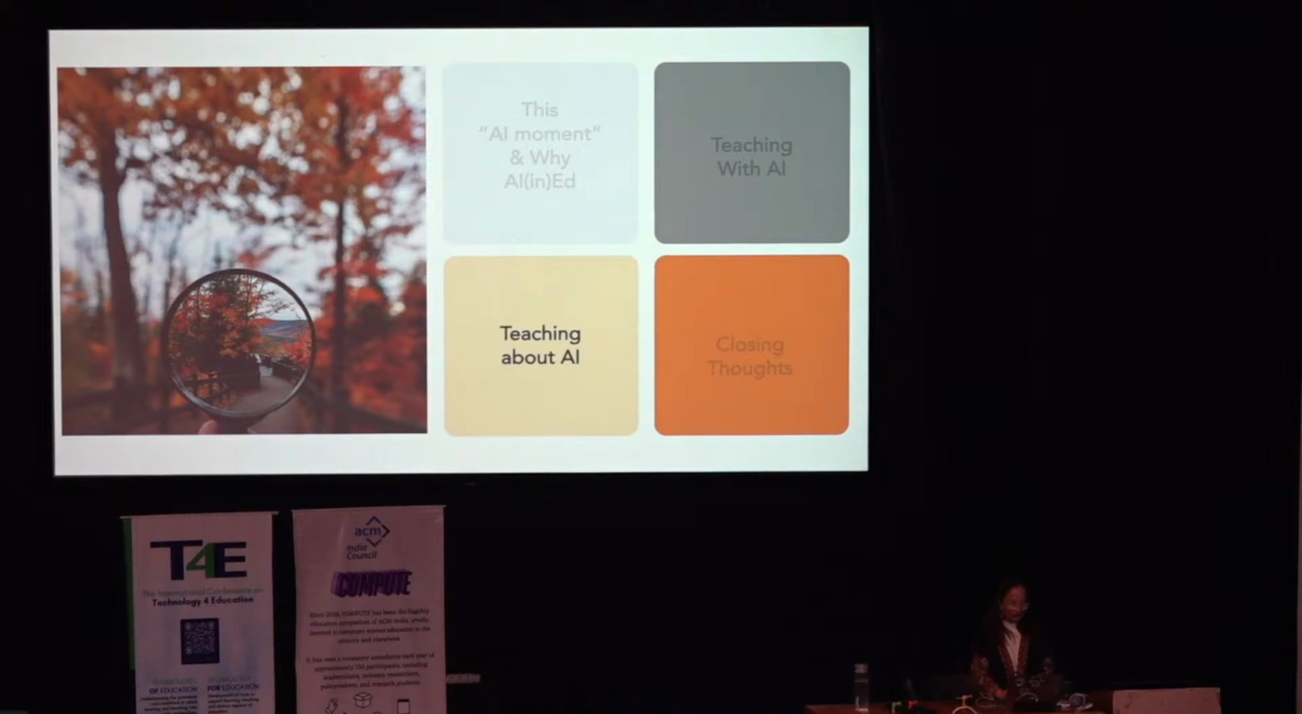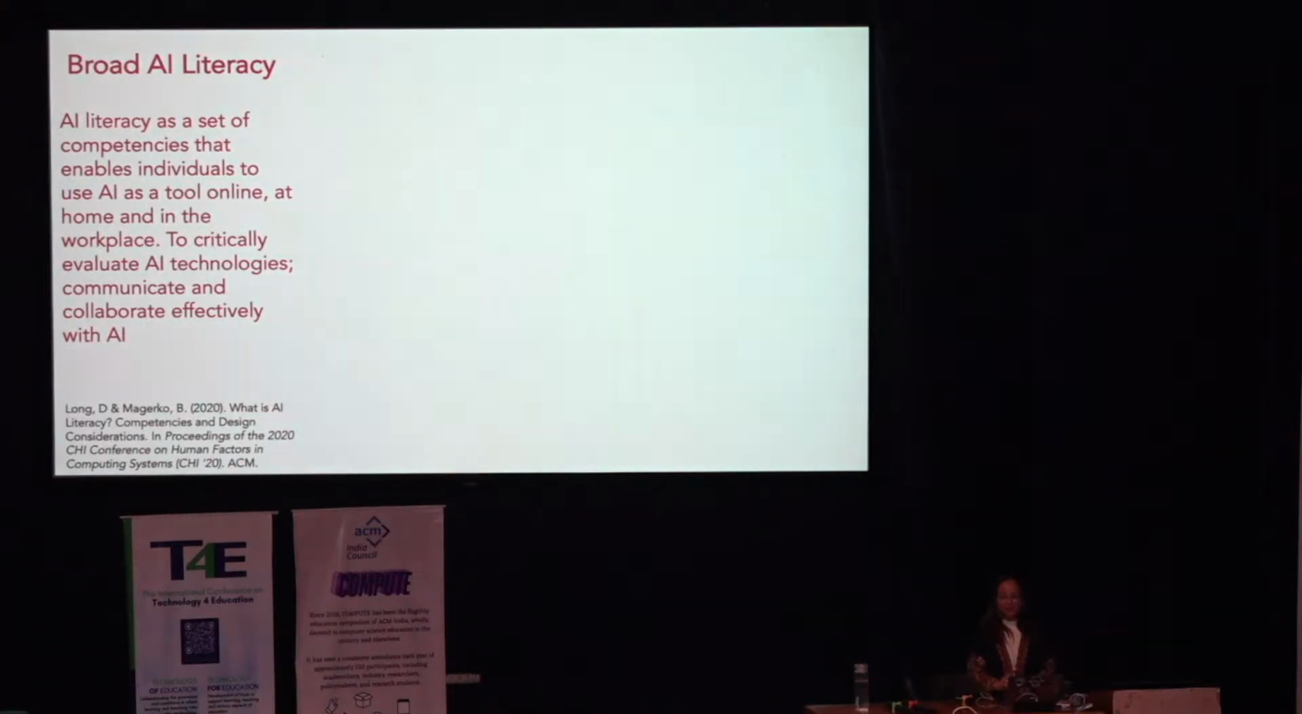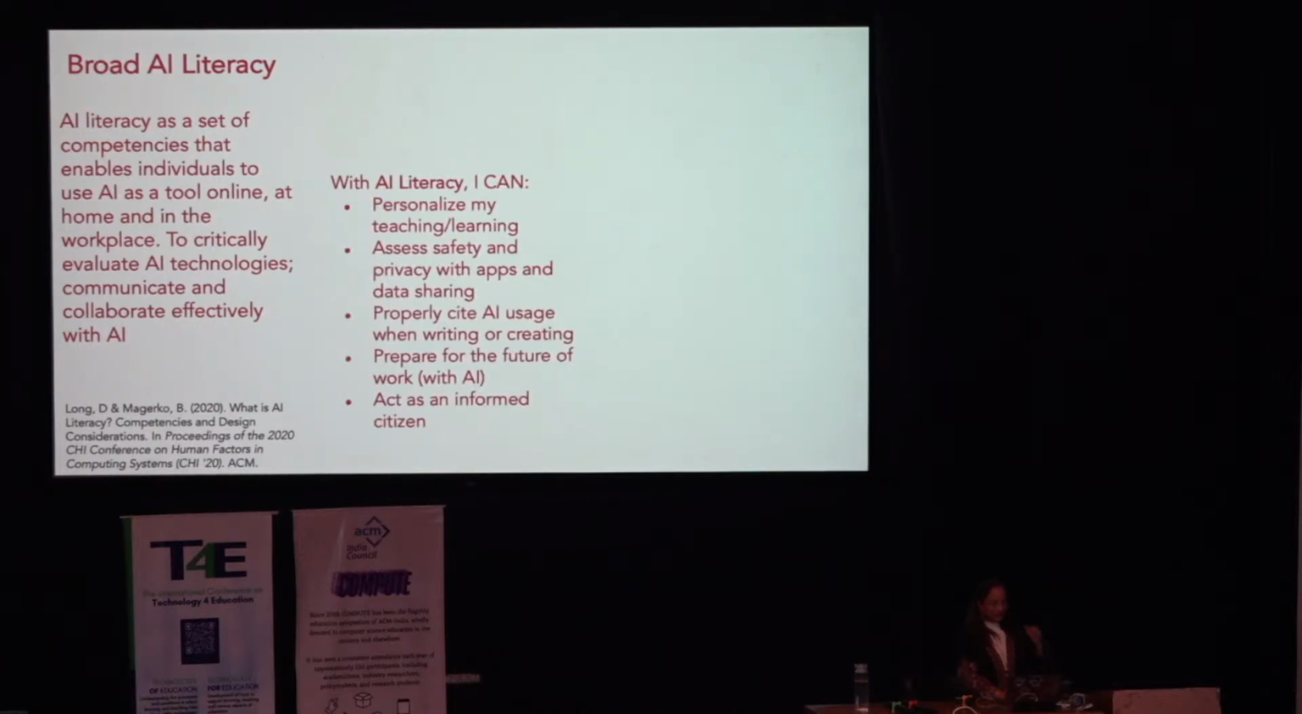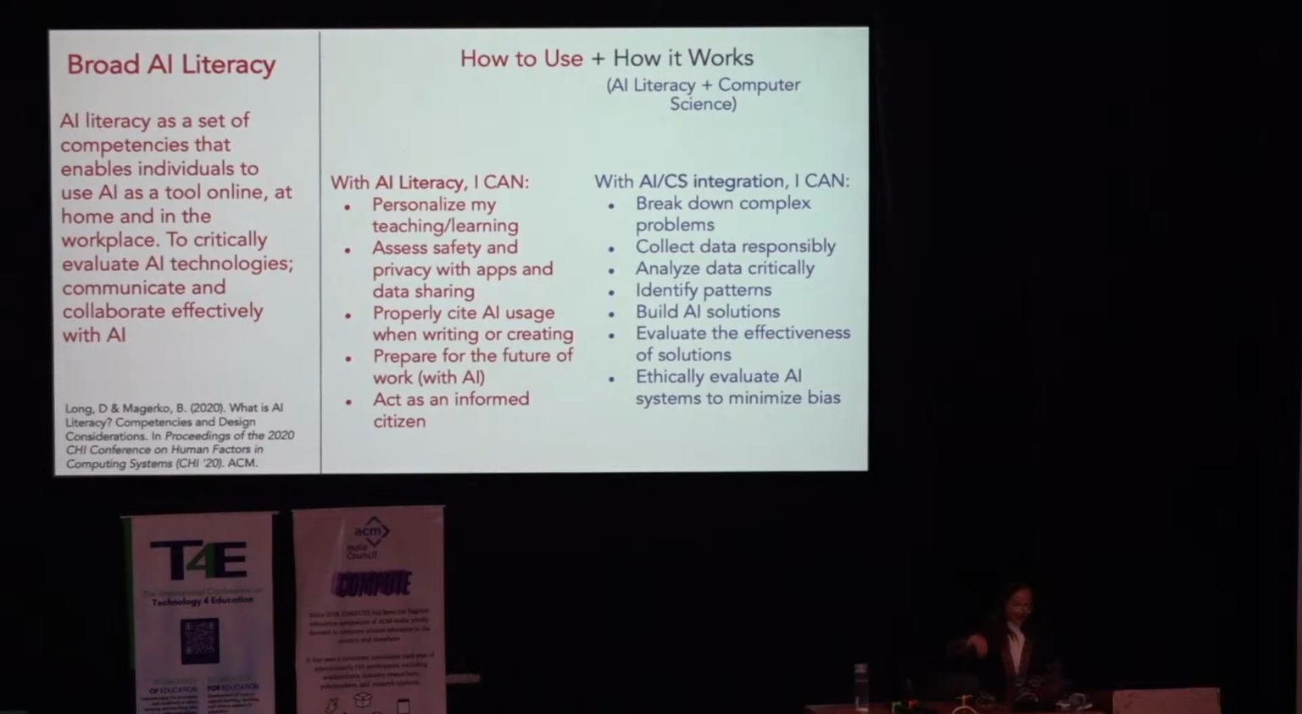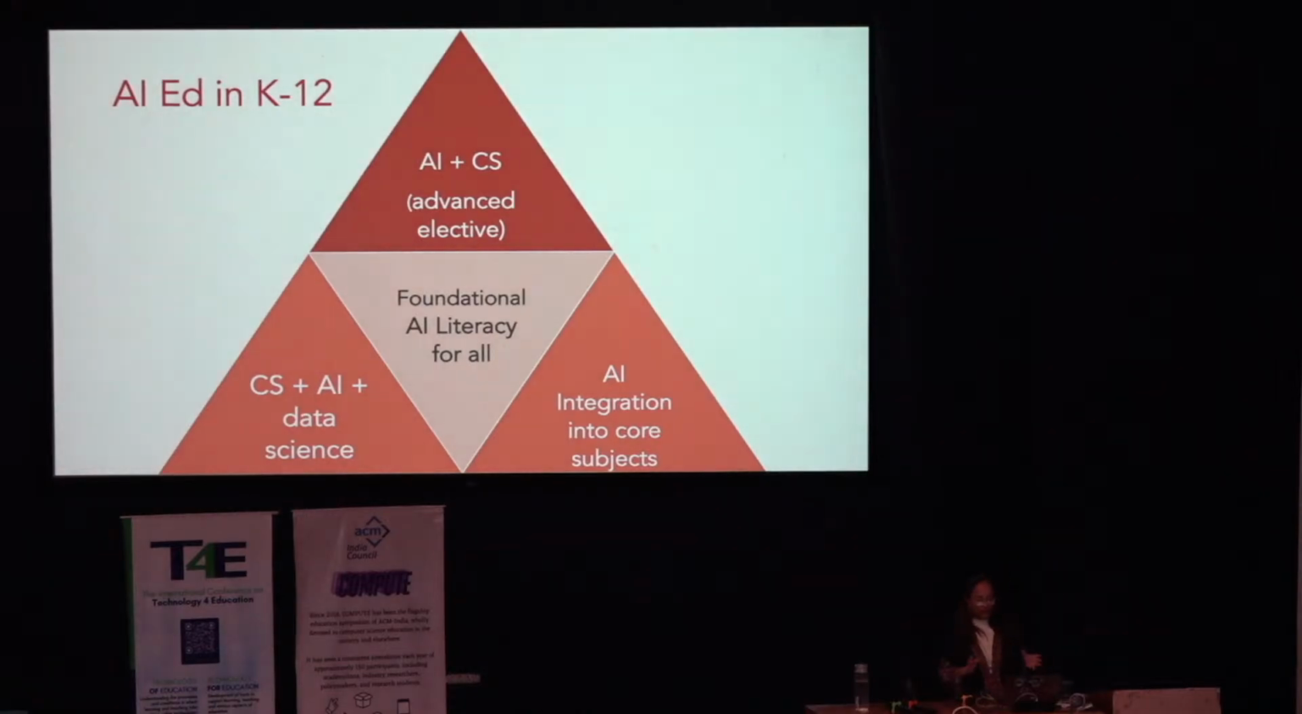Now, quickly, to go through talking about AI. It's about a couple of things: a foundational AI literacy for everyone. I'm not going to go too deep. It's basically about being able to intelligently use it as a tool. And then there's digging deeper, where you're understanding how it works, perhaps in a computer science context, the CS aspects of AI. So when it comes to K-12 education, you have to address all of this: a foundational AI literacy for everybody, then what is being done in CS classrooms to bring together data science and AI, then AI integration into core subjects, and then maybe an advanced elective. And there's a lot of focus on this central piece right now.